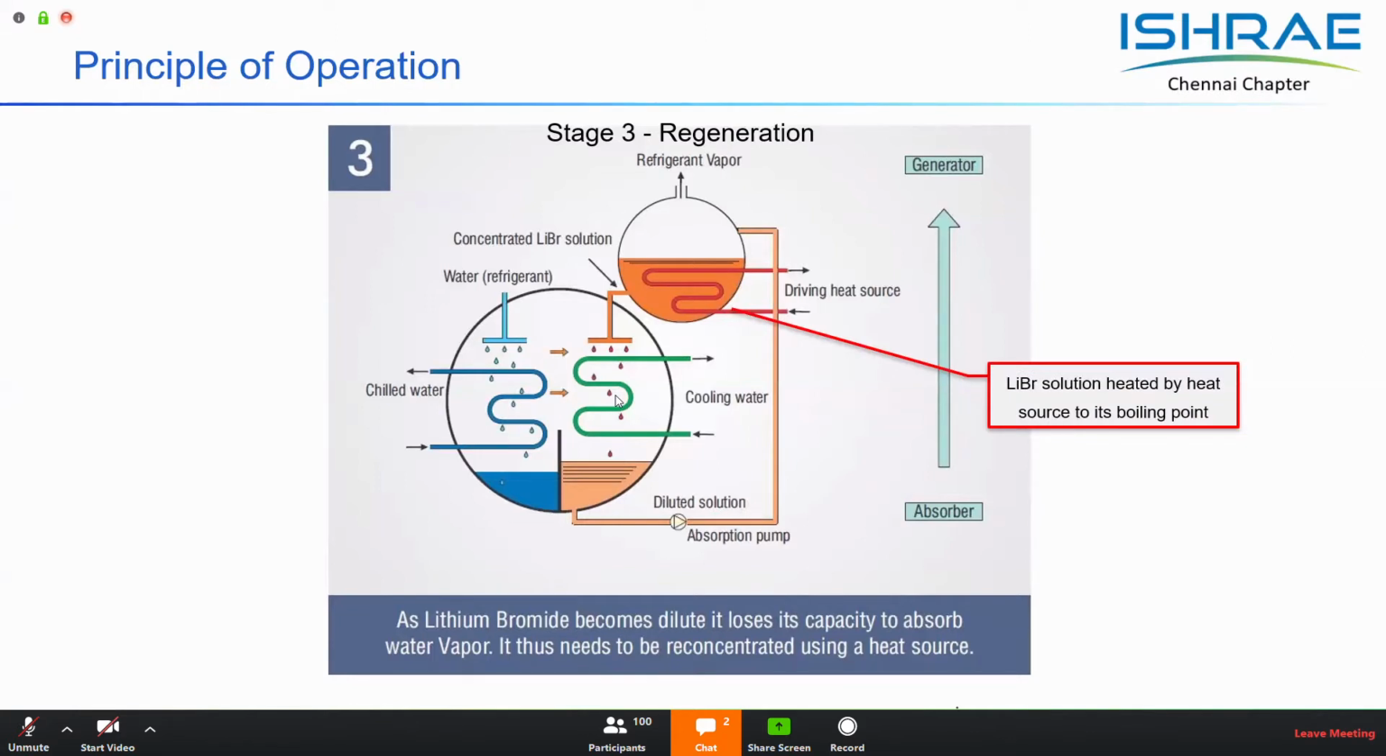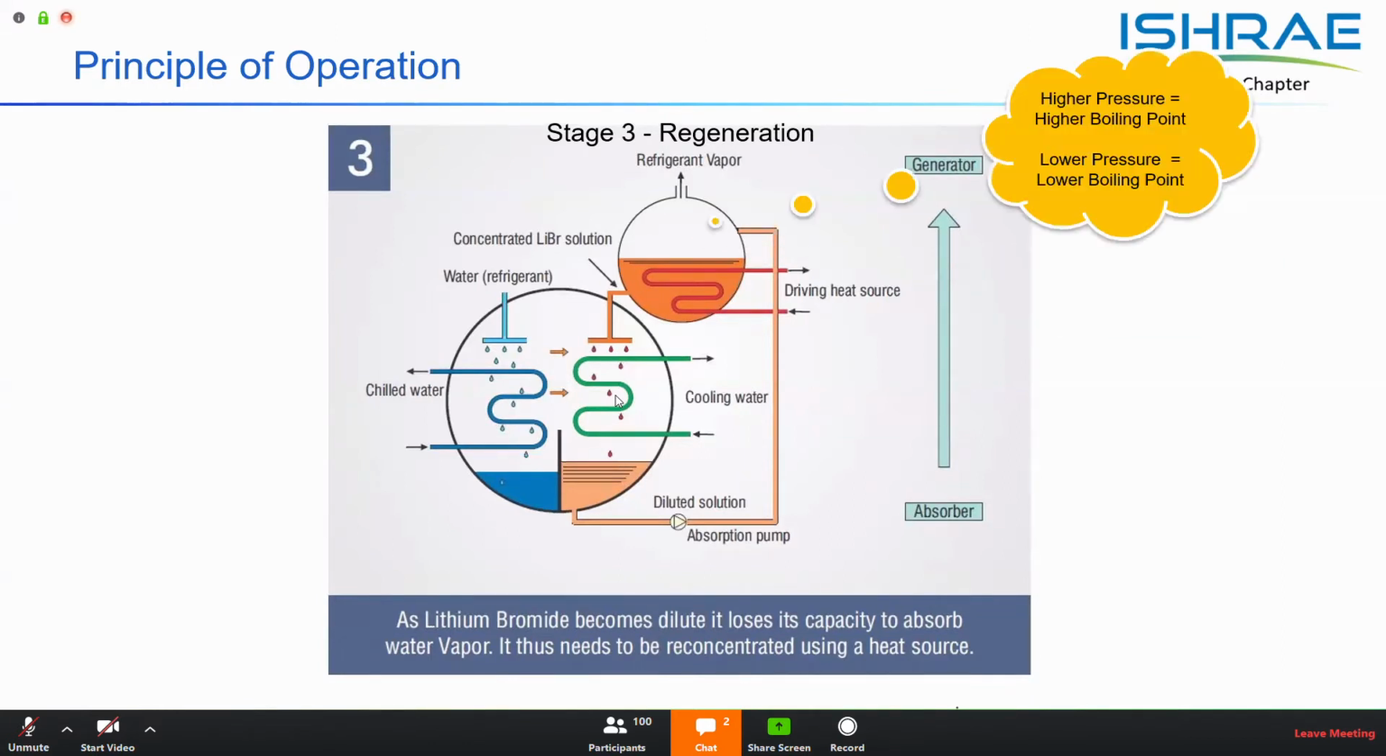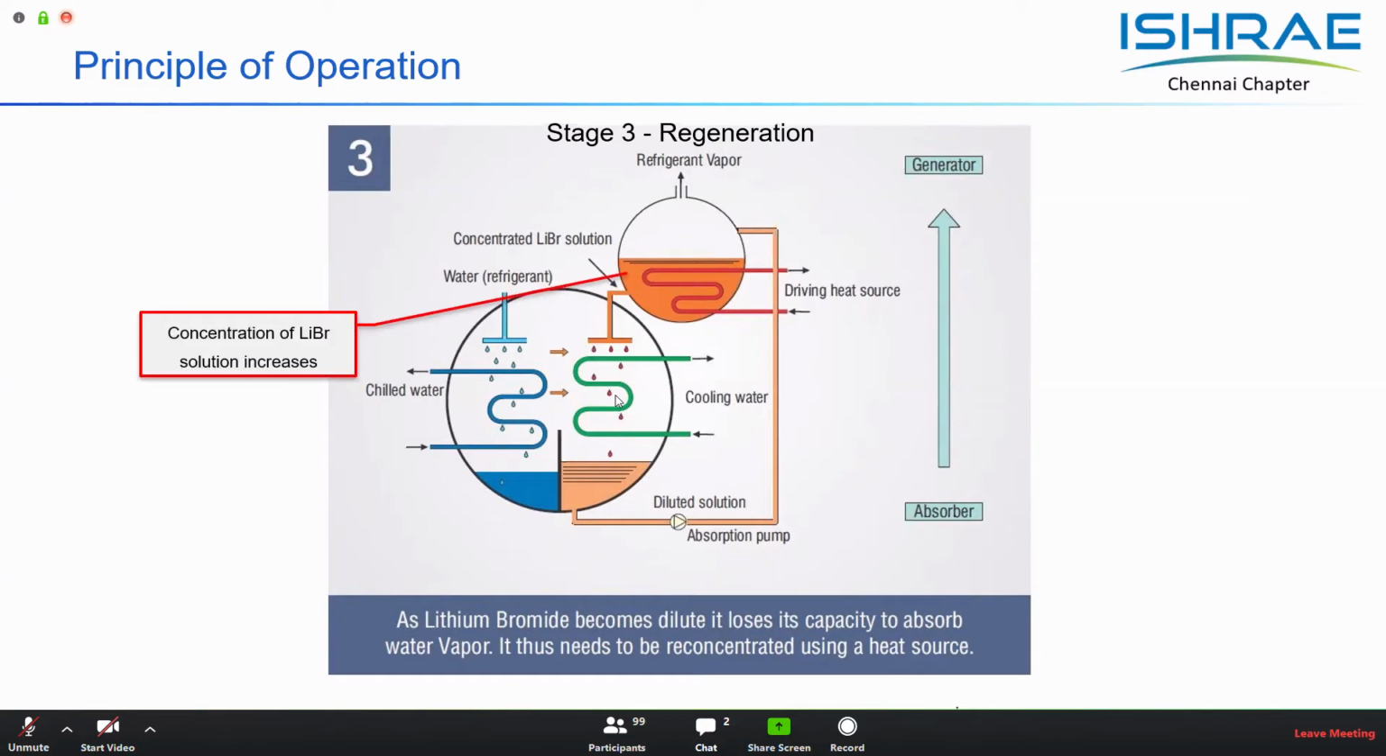Now this refrigerant vapor is of no use to us unless it is converted into liquid refrigerant. So the process has to continue into the next heat exchanger, which is the condenser. But meanwhile, since the refrigerant has been separated from the lithium bromide solution and its concentration is high, it can be put back into the absorber chamber, and the process of absorption can continue.